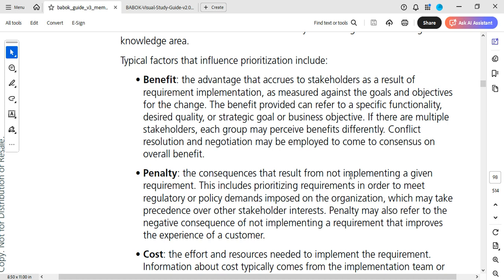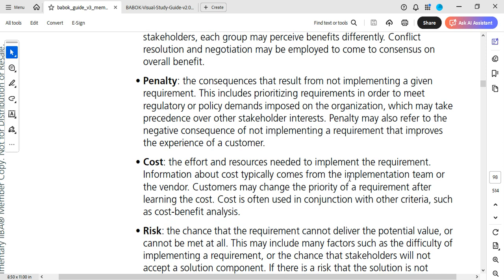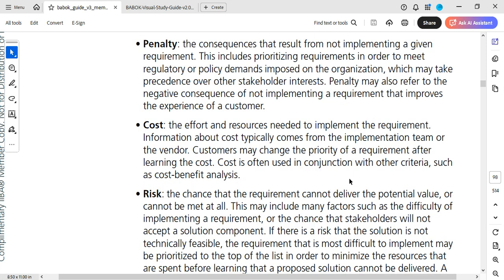Yes, if you have stakeholders from finance, from HR, from everyone, they have their own views: this would benefit us in this way, I think we should bring this up, and stuff like that. So conflicts, you see, when you have people from different groups, from different departments, they may tend to conflict. Conflict resolution and negotiation may be employed to come to consensus on overall benefits. So remember, you have to know how to resolve conflict.